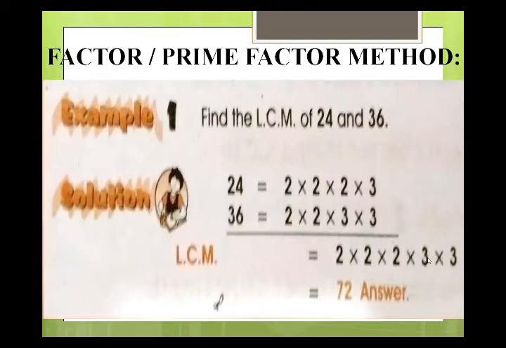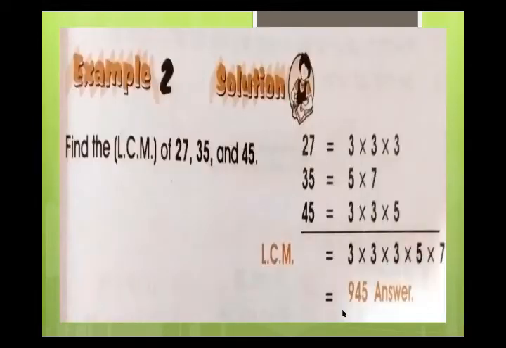So if you multiply all these, the answer will become 72. So the LCM of 24 and 36 is 72. Hope you all understand. Here is another example for your better understanding. Find the LCM of 27, 35 and 48.